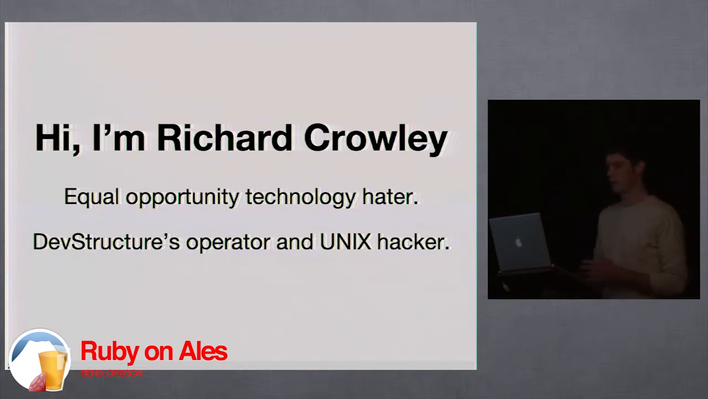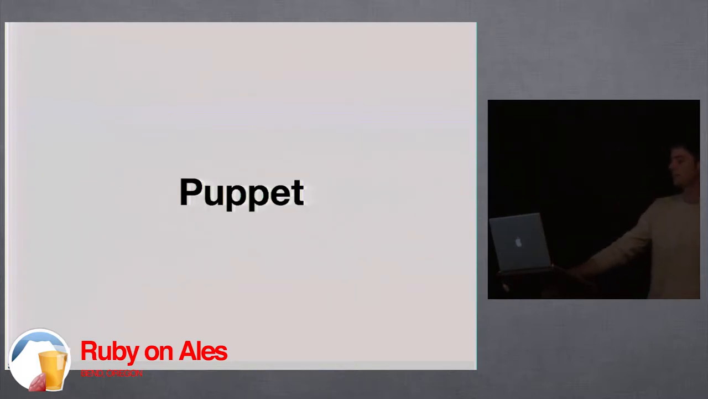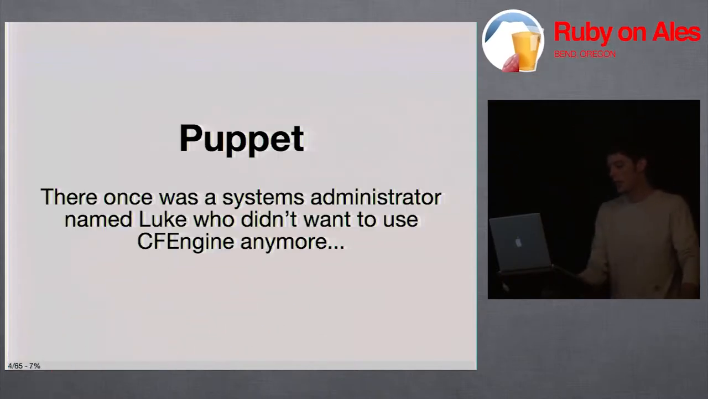And I'm here to have a little bit of a survey over a lot of sysadmin-like tools and try to understand why they're written in Ruby and what patterns we can extract from that. So we're going to start with Puppet, the thing that I know the most about, and tell a little story about Luke, the sysadmin, who was very dissatisfied writing CFEngine installations all day every day.